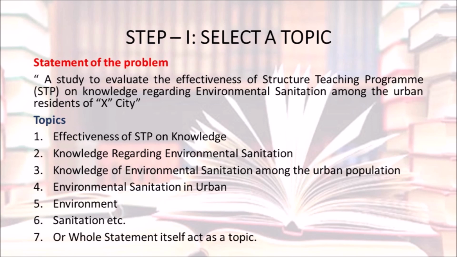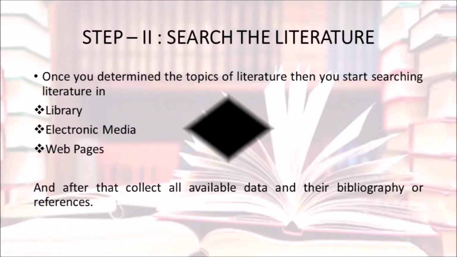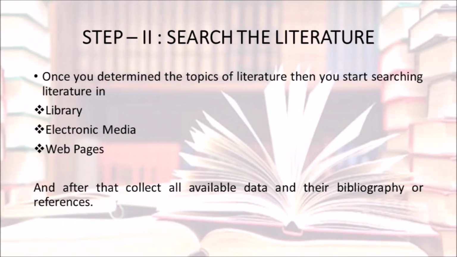I hope all of you understood selecting a topic for reviewing literature, which helps us to search the literature in an easier way. Next we will move to the second step, that is search the literature. Once you determine the topic of literature, then you start searching literature in libraries, from electronic media, web pages, various websites, and after that collect all available data and their bibliography or references and make a note of it.